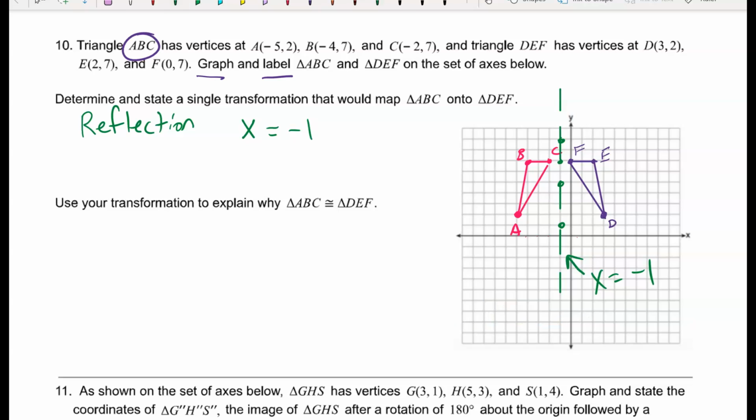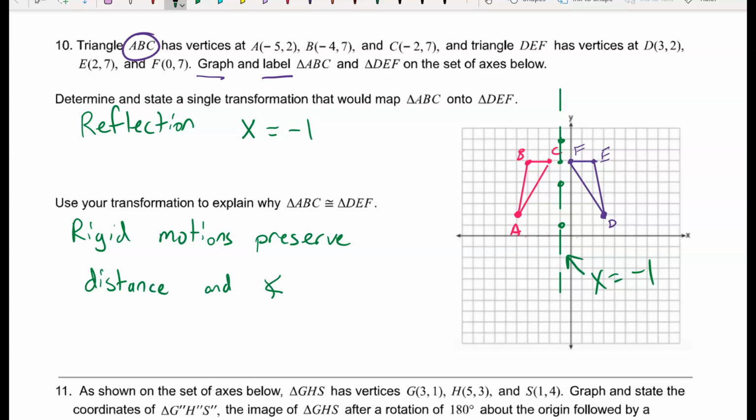Now it says to use your transformation to explain why triangle ABC is congruent to triangle DEF. Well, I know a reflection's a rigid motion, and rigid motions, like we've talked about before, preserve two things. They preserve distance, or you could say side length, and angle measure. So if they preserve distance and angle measure, it must be the case that none of the sides changed and none of the angles changed.